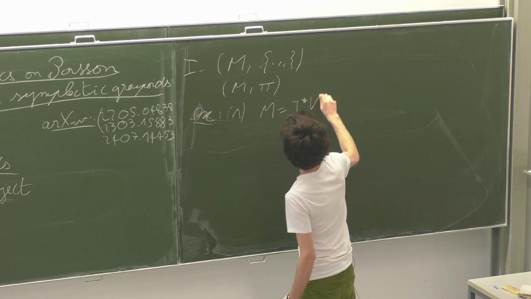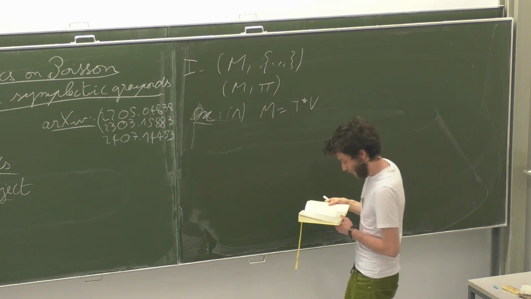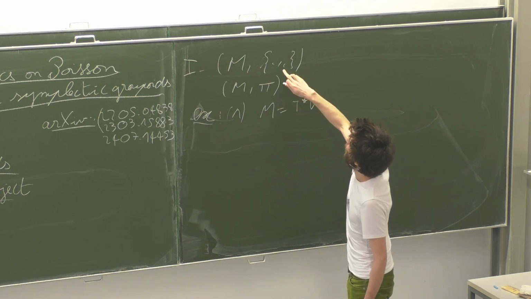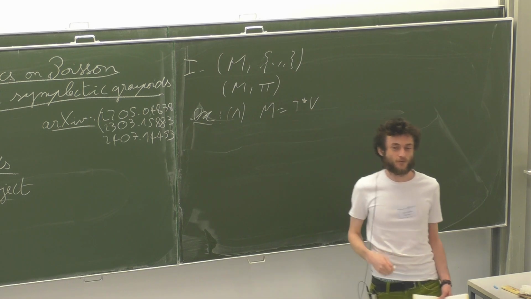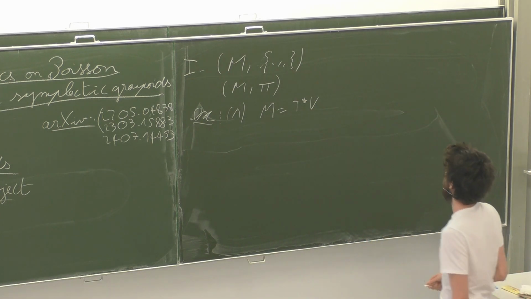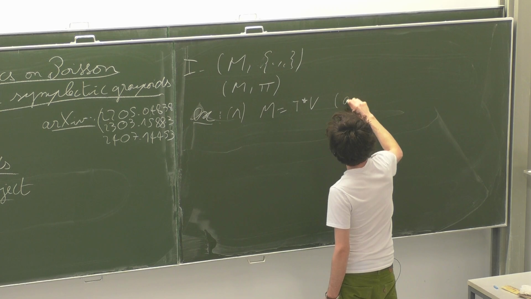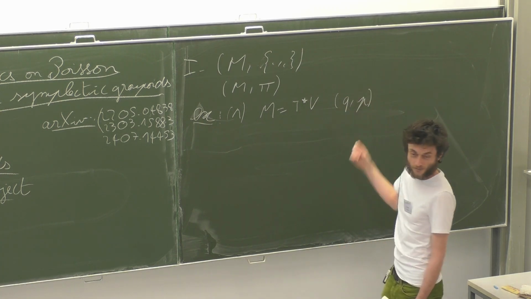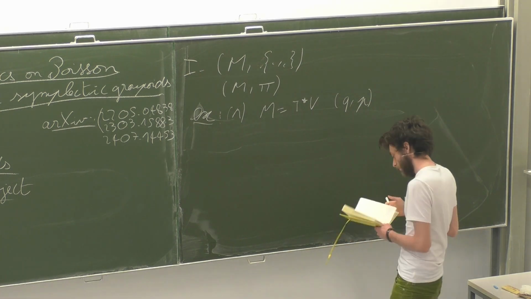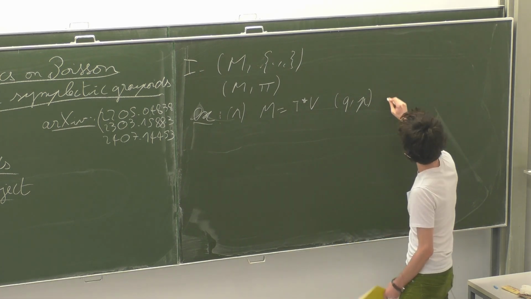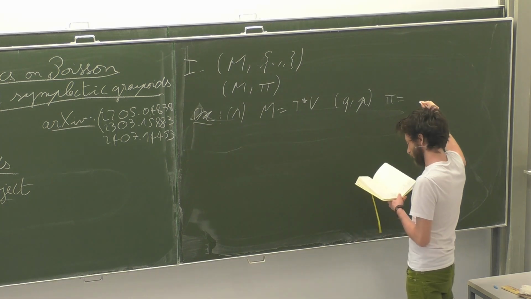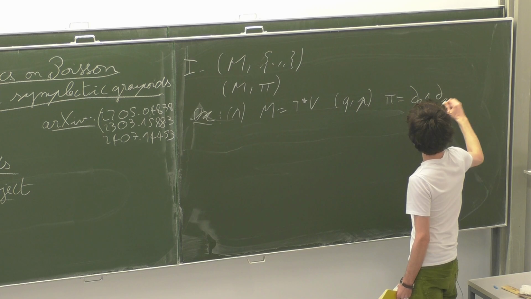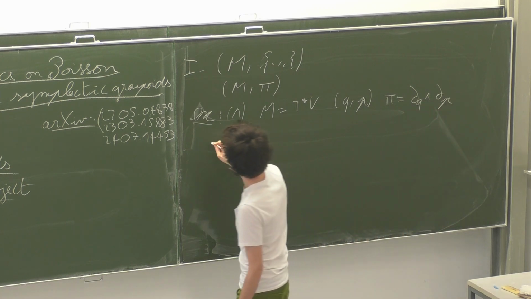So you take M as a cotangent bundle, and the Poisson bracket coming from the canonical symplectic form. You can write everything in coordinates. So if I take q coordinates on V and p, the associated cotangent coordinates, and then the Hamiltonian vector field becomes ∂H/∂p ∂/∂q minus ∂H/∂q ∂/∂p.